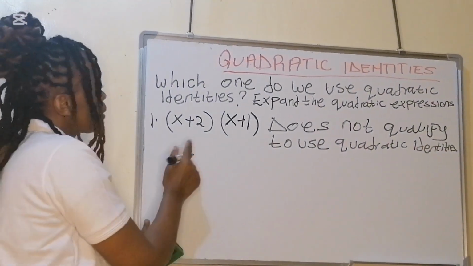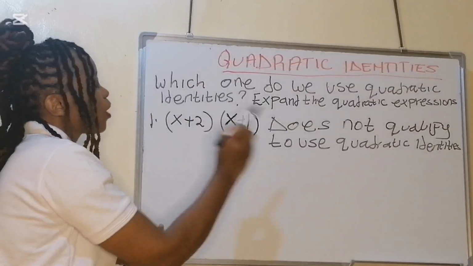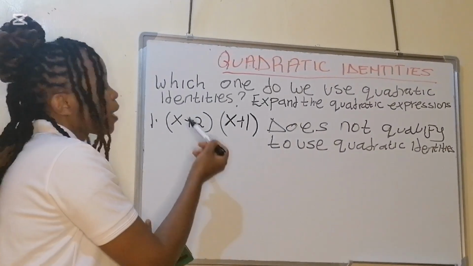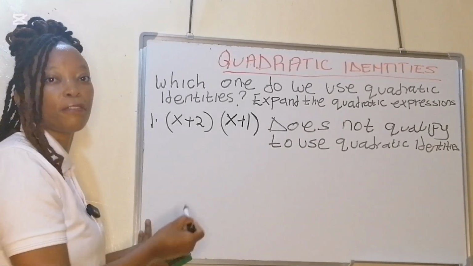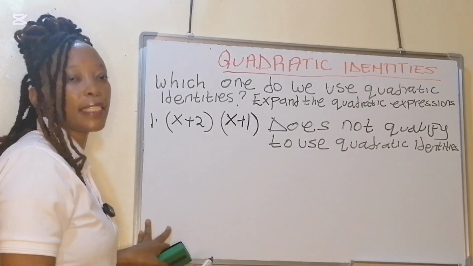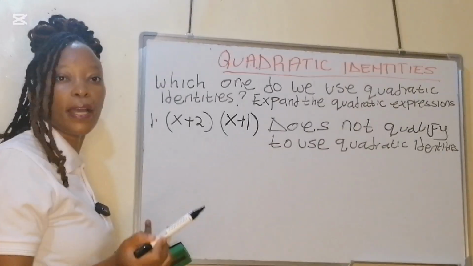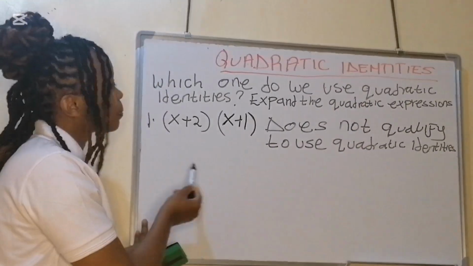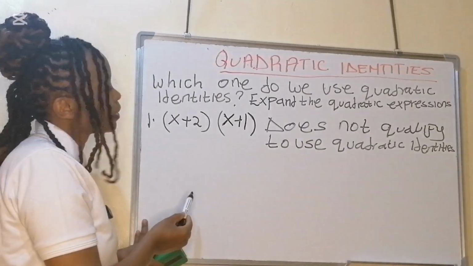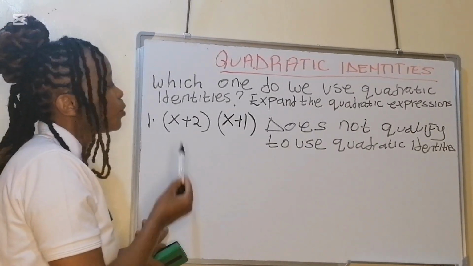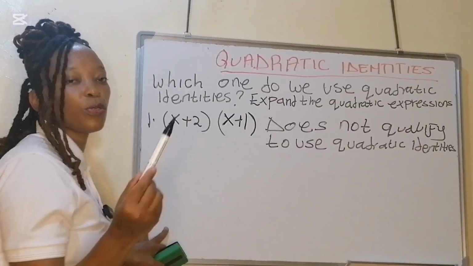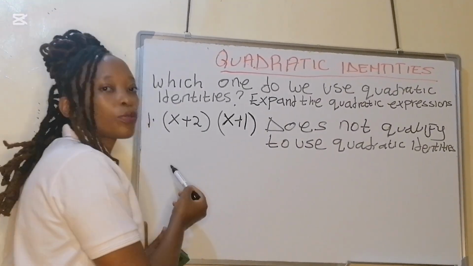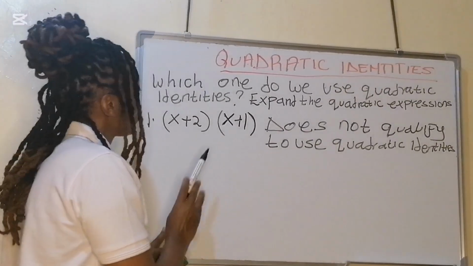X plus 2 times x plus 1 does not qualify to use quadratic identity. This quadratic expression does not qualify to use quadratic identity. So don't waste your energy trying to use the quadratic identity to expand here. This one does not qualify. We are going to use the long method to expand. So don't try to use quadratic identity because it will not give you an answer.